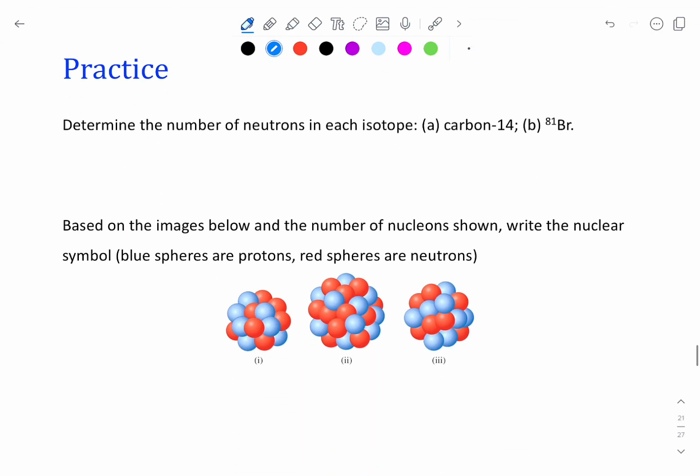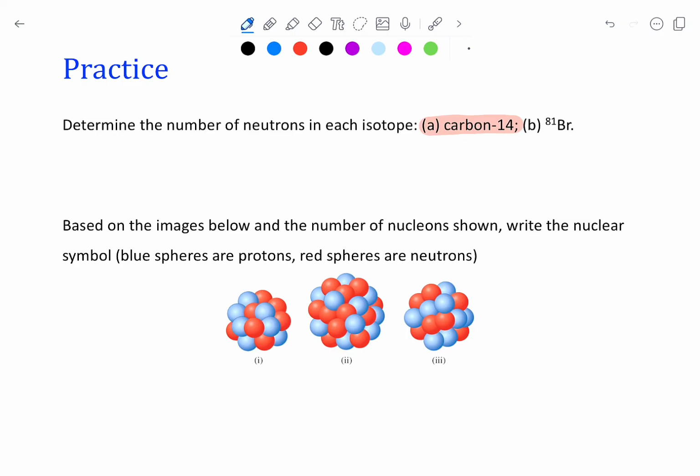Okay, let's do just a couple more practice problems before we move on to make sure we are learning this to the best of our ability, so when we do it on our homework, we are prepared. Our first question asks us to determine the number of neutrons in each isotope. So here's our example that we were talking about earlier, where we're given the element name and its mass number.